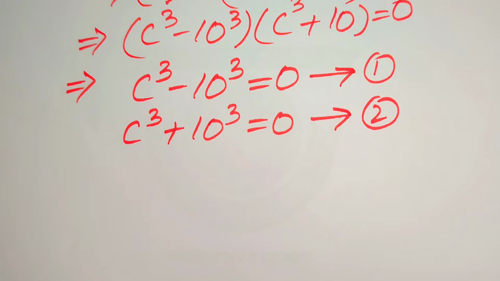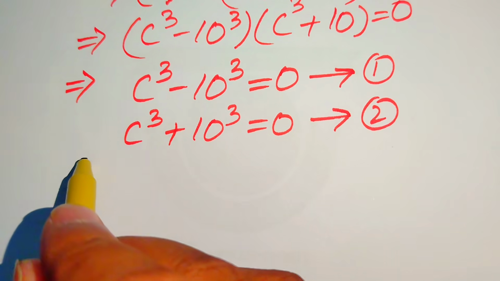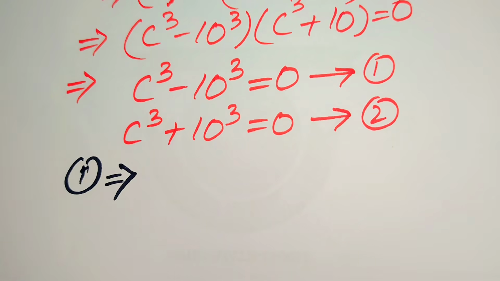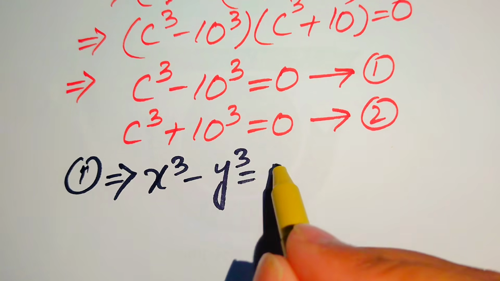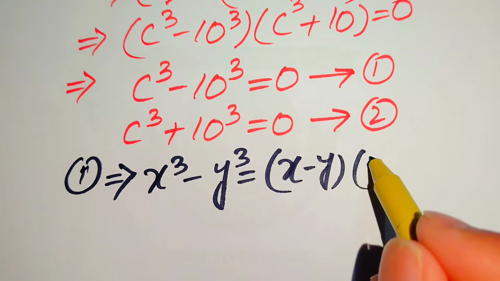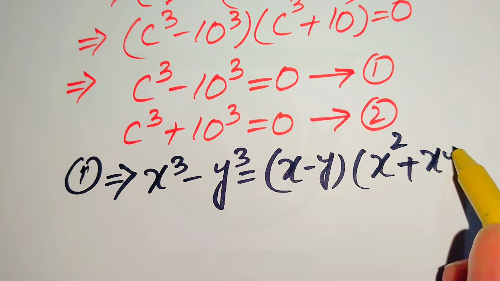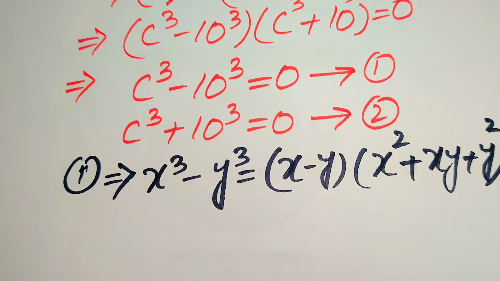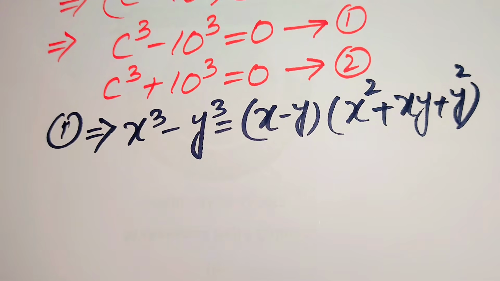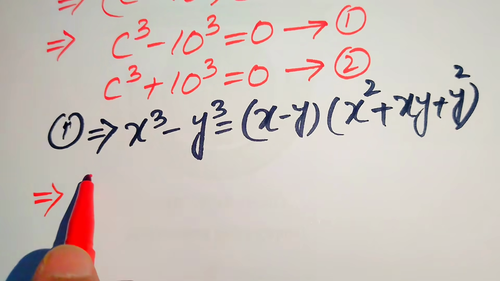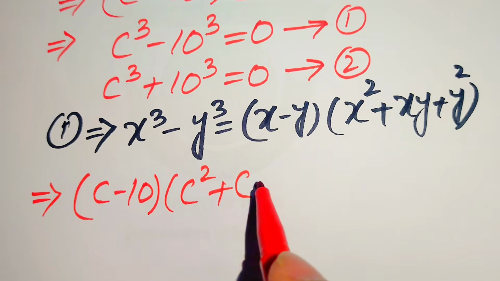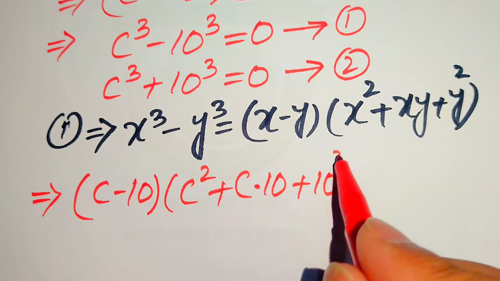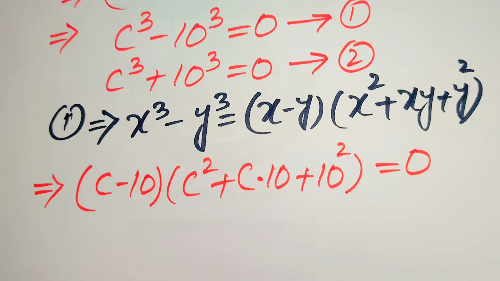So in equation number 1 we apply this nice algebraic formula. You know about that. If we have x cubed minus y cubed, it is equal to (x minus y) times (x square plus xy plus y square). According to this formula, we just write equation number 1 in this form. This becomes (c minus 10) times (c square plus c into 10 plus 10 square), and this whole equation is equal to 0.